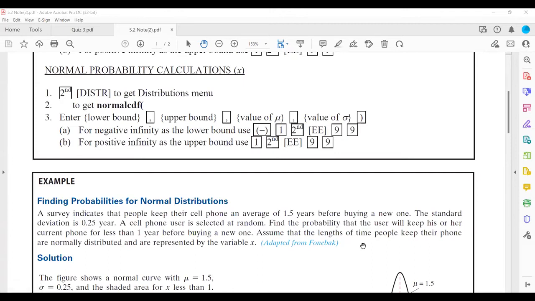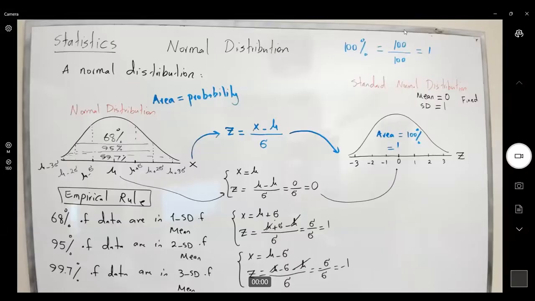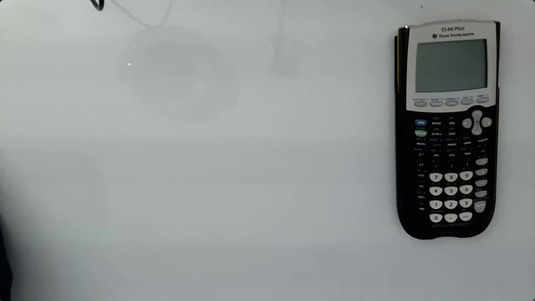We have some indication that this is a normal distribution because it says the lengths of time people keep their phones are normally distributed. So how do we find the probability? Let's take a look at our board. Let's look at our calculator here.